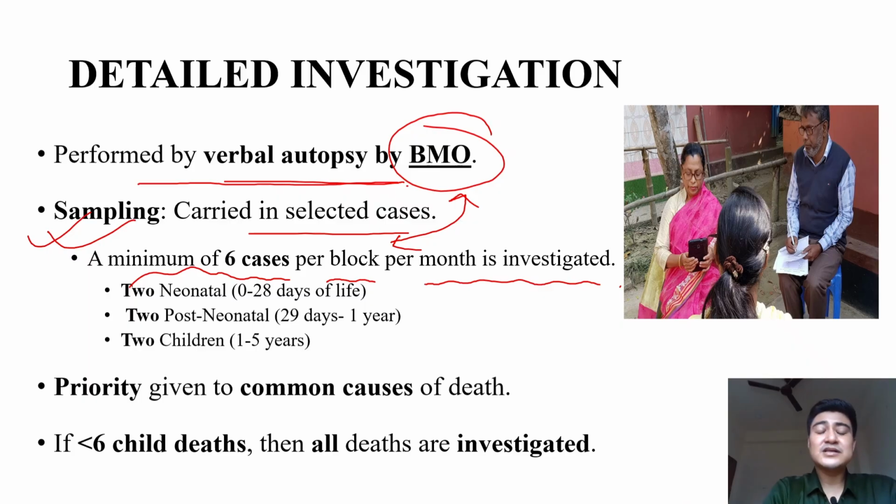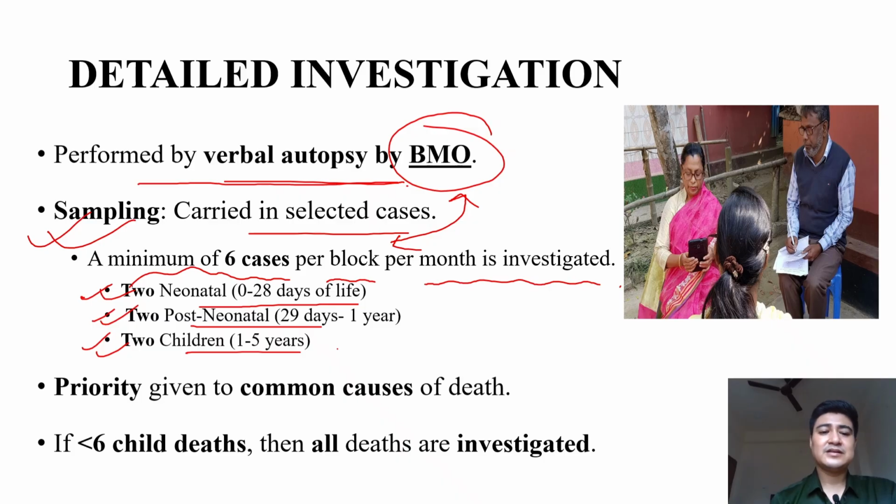Out of those 6 cases of that particular block, which the district nodal officer selects, the block medical officer is responsible for selecting the 6 cases in such a way that there are 2 neonatal deaths, 2 postnatal deaths, and 2 children deaths. Neonatal is 0 to 28 days of life, postnatal is 29 days to 1 year of life, and children means 1 to 5 years of life.